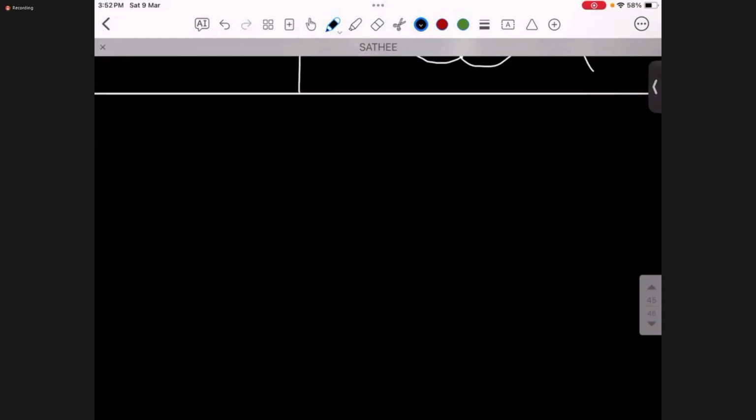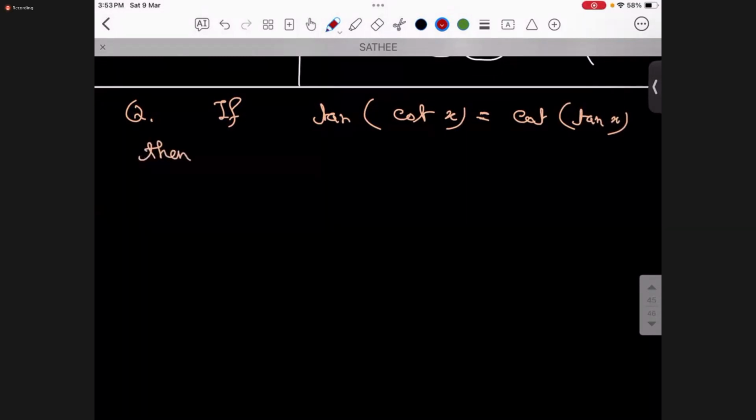Let us do another example. The question is: if tan of cot x equals cot of tan x, then what will be the value of sin 2x?